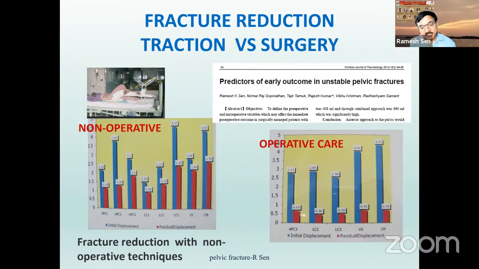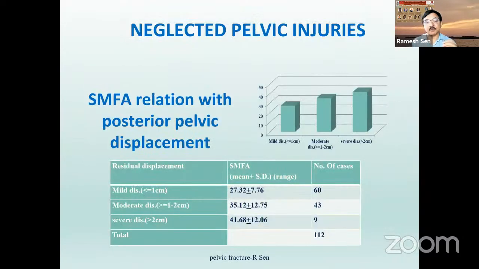And we have looked at all these cases. When you attempt a traction reduction, you are able to reduce them to a reasonable extent, but you have never been able to reduce them to less than a centimeter of displacement. While if you do operative care, almost always you can bring them to anatomical or within less than a centimeter, or less than half a centimeter of the normal position. So conservative management can stabilize, but the residual displacement is likely to stay, while surgery will always bring it to the best possible position.